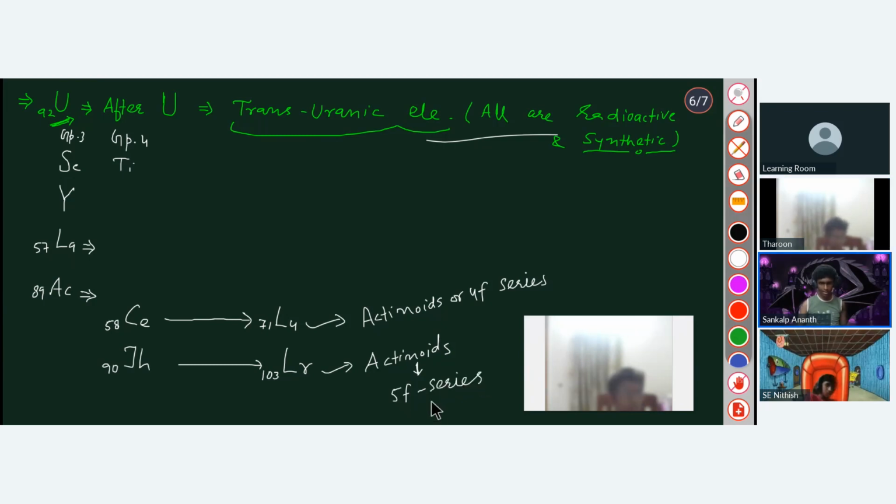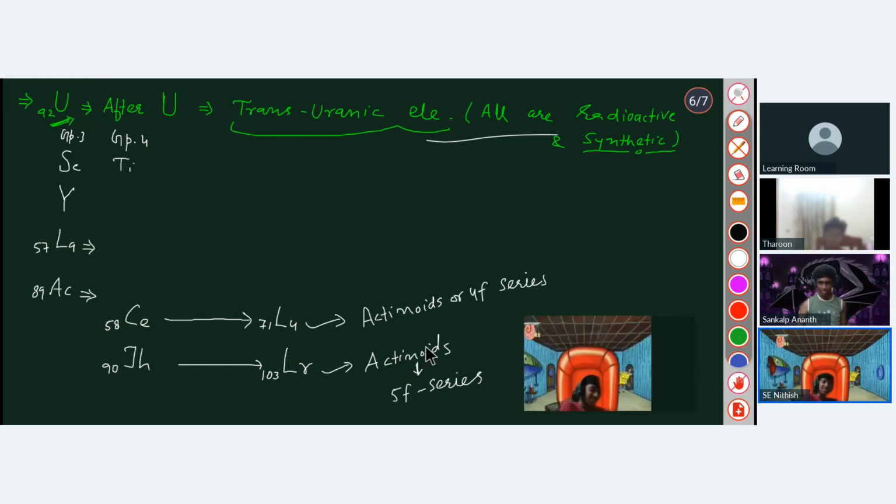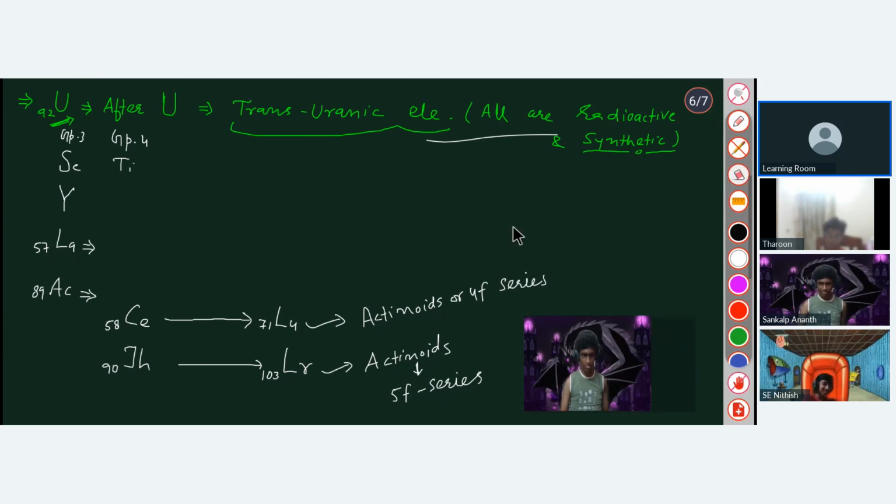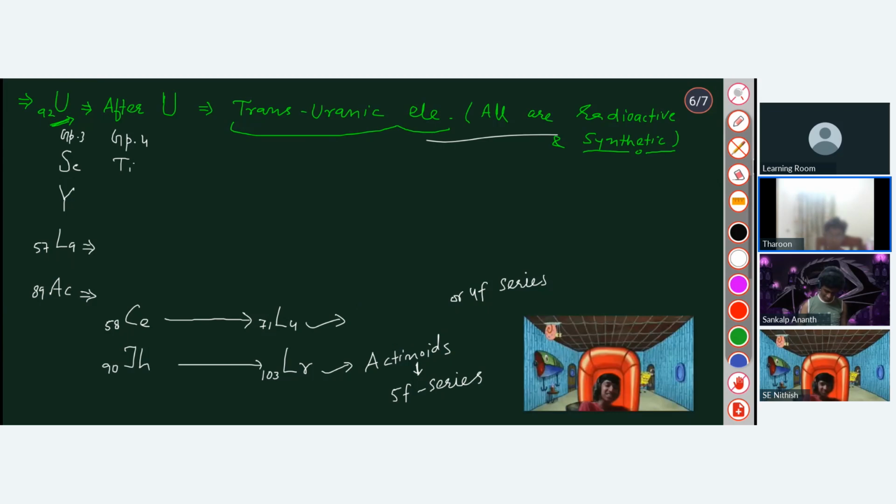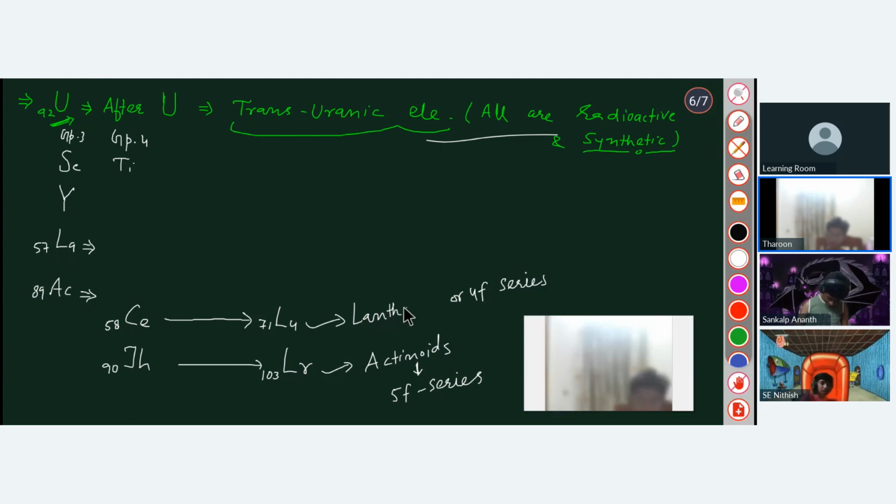Sir, why did you write actinides both of them? The first one is lanthanides, right? It has been doubled here. Yes, sir, I understand. So you will just write lanthanides. You can call them the lanthanide series, or you can just call them lanthanoids. They are the 4f series, and actinides are the 5f series.